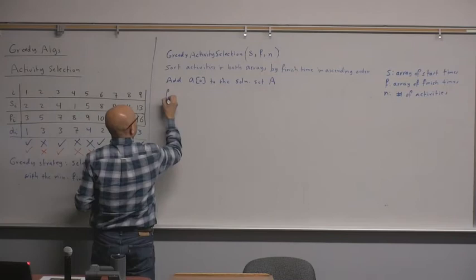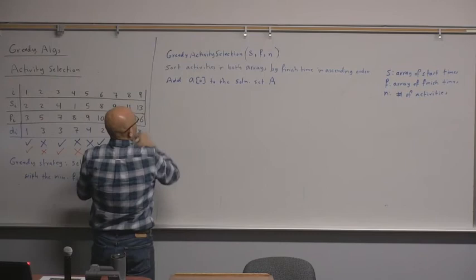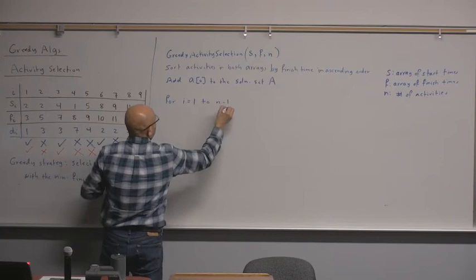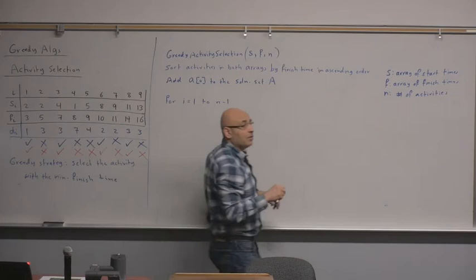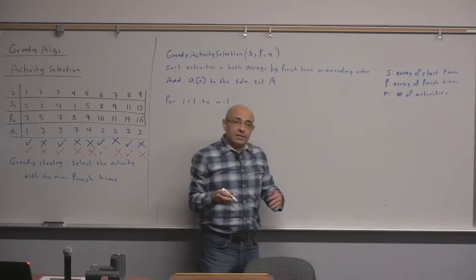Then, for I equals 1 to n minus 1, what do we do? So now the arrays are sorted. How did we construct this? So we took the first activity. Then we decided not to take this. Based on what? Conflict. How do we check the conflict? What are the numbers that we compare? What defines a conflict, or what defines no conflict? What's the condition for no conflict? Start time for the next activity should be greater than or equal to the end time.